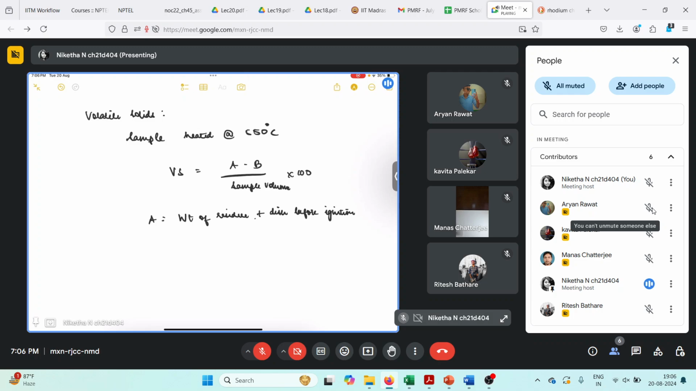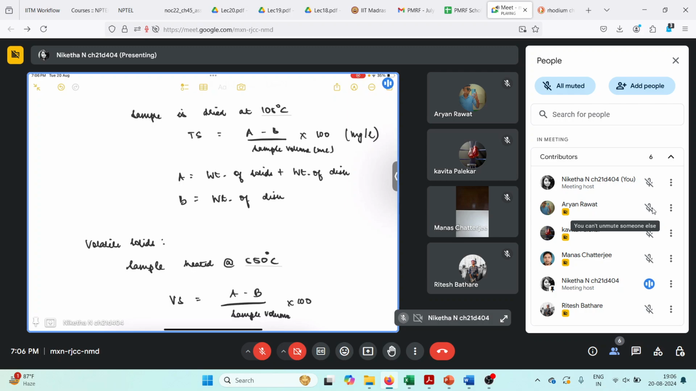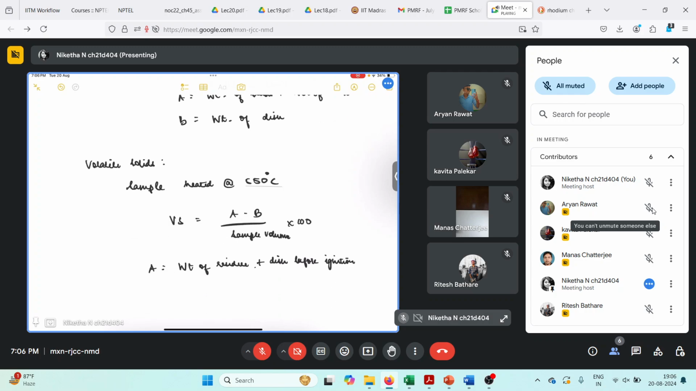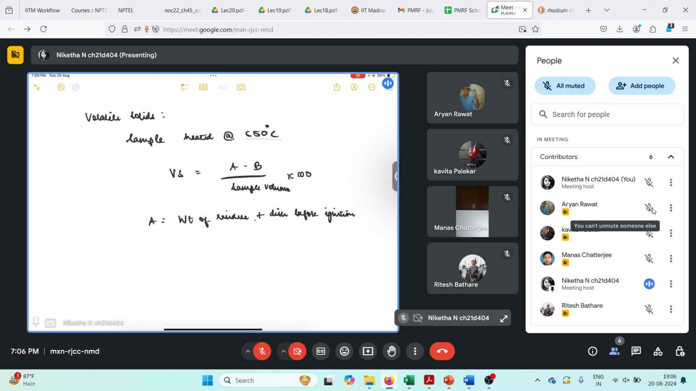Now here determining volatile solids needs to be done after evaporating the water. So first total solids will be done where the water is fully evaporated, and then we will do the volatile solids test. This is because we don't need to add or subtract the water weight unnecessarily. So that is why we are considering A as the weight of the residue and dish before ignition, that is before heating at 550 degrees Celsius, and B is the weight of the residue and dish after ignition.